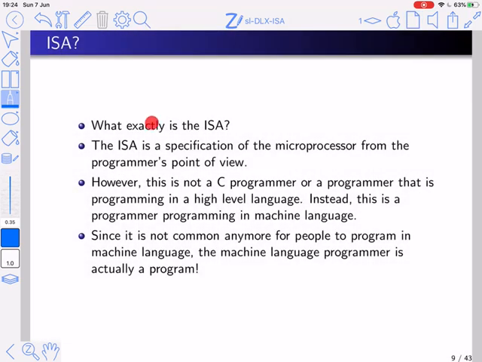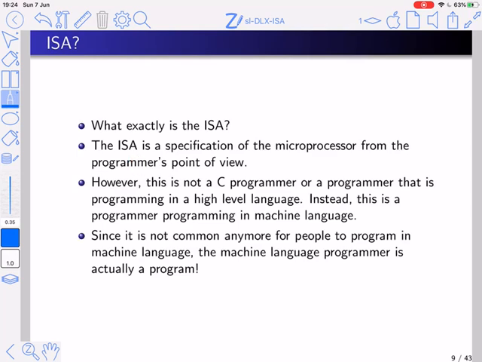So, what exactly is the ISA? It's a specification of the microprocessor from the programmer's point of view. What do we mean here by programmer? This is not the C programmer. This is not a programmer that is programming in a high-level language. Instead, this is a programmer programming in machine language. So this is the point of view of a very special programmer.